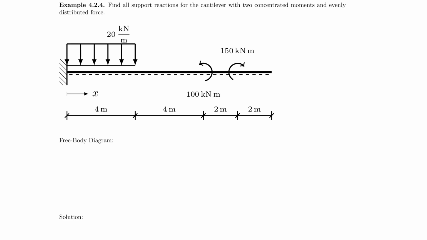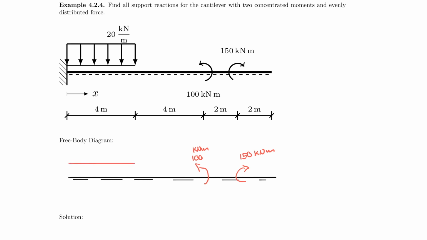As always, let's get started with our free body diagram. So I am copying this system down, and I will use all my forces. For example, here the 100 kilonewton meter, and then here my 150 kilonewton meter, and of course also my evenly distributed force, which is acting over 4 meters.